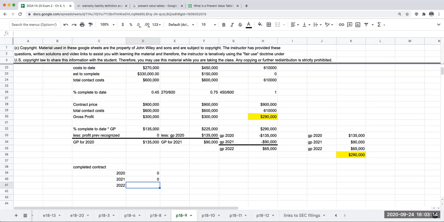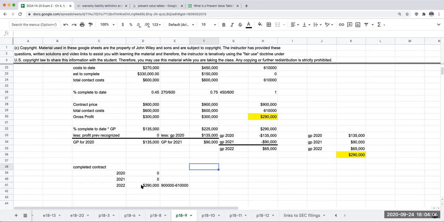So over here, under 2022, I recognize everything in the very last year. So I'm going to recognize 900,000 minus 610,000, for a total of 290,000.